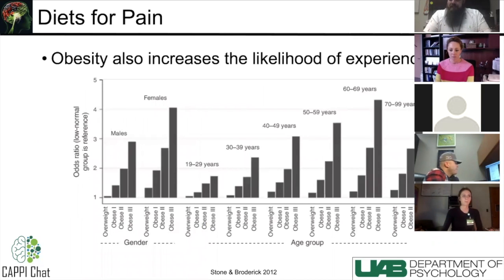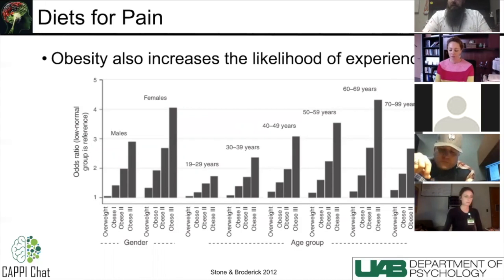Now, obesity is pro-inflammatory, but it also increases the likelihood of experiencing pain. In this graph, what this is showing, this is in thousands and thousands of people across the US, and they essentially asked what their height and weight was in order to categorize them as different levels of obesity, and asked them whether they had pain yesterday.